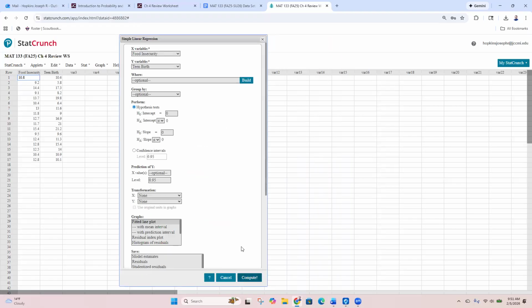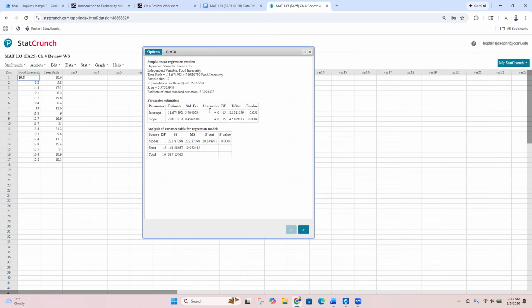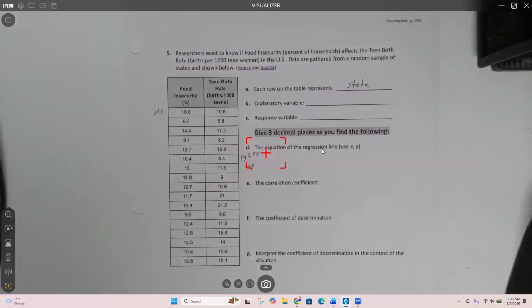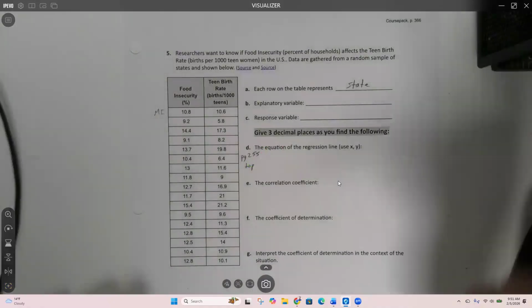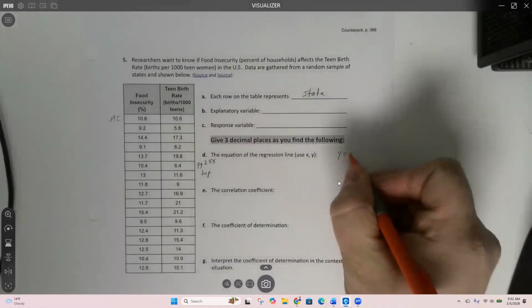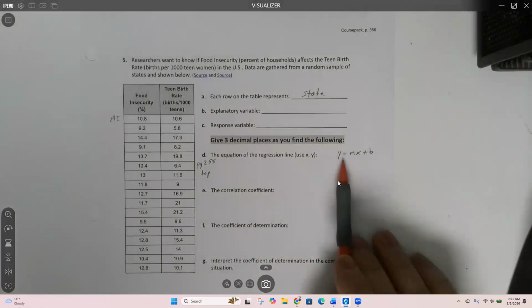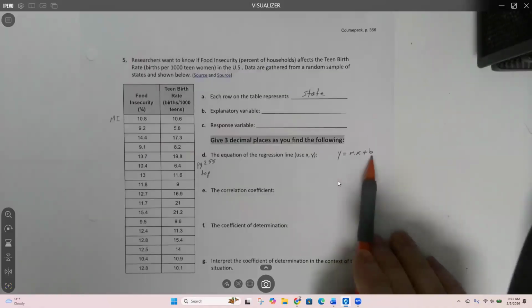It's going to give you a ton of information. For the question we're looking at right now, I want the equation of the line. So the equation of a line is y equals mx plus b, where m is the slope because slope has an m in it, and b is the y-intercept because the word y-intercept has a b in it.